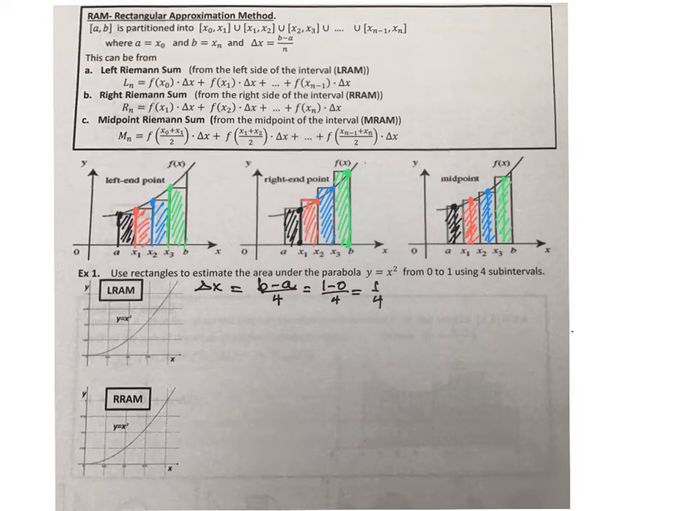Let's look at the picture over here. First endpoint is 0, and next endpoint is 1/4, 2/4, 3/4, and 4/4, which is 1. Now, to use the 4 rectangles to approximate the area under the curve, we start with 1/4 as the base times the height, which is y of 0. The next rectangle will be the same, base times height, 1/4 times y of the next endpoint, which is 1/4.